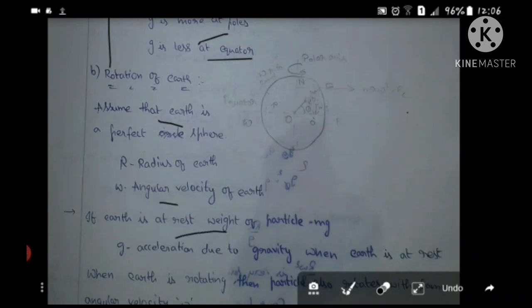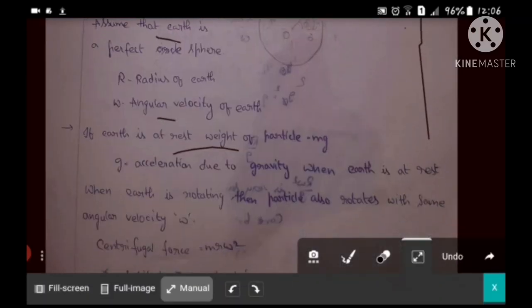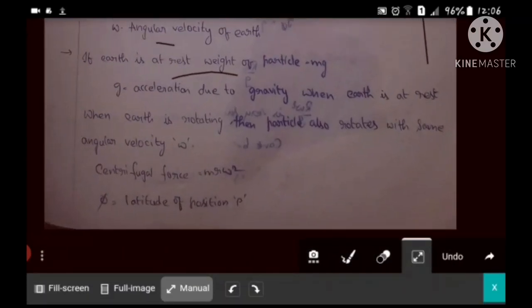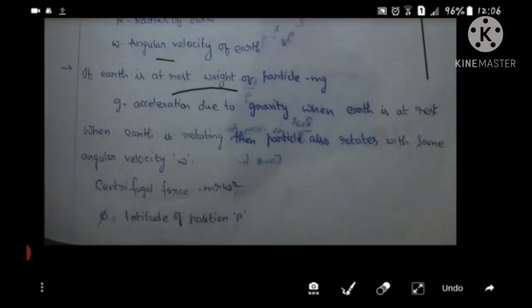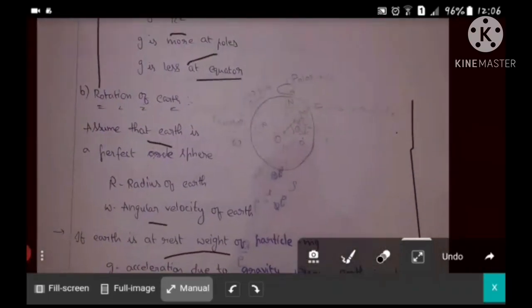If earth is at rest, the weight of a particle is equal to mg. Here small g is equal to the acceleration due to gravity when earth is at rest. When earth is rotating, then the particle also rotates with the same angular velocity omega. Here centrifugal force acts. I will show the diagram.